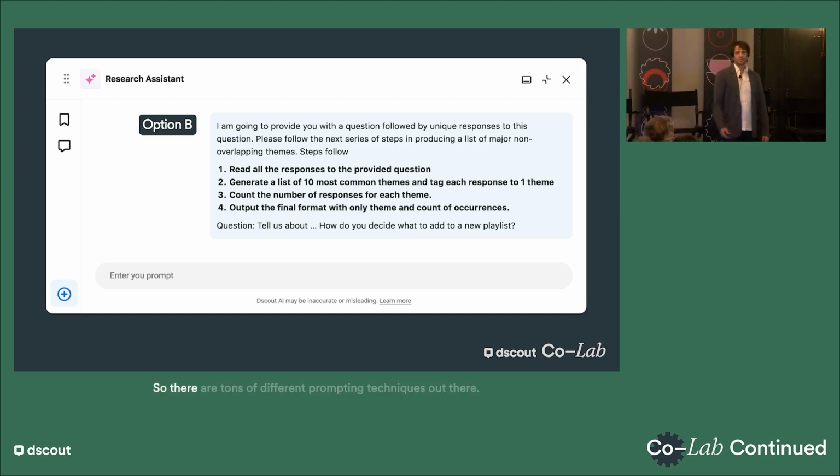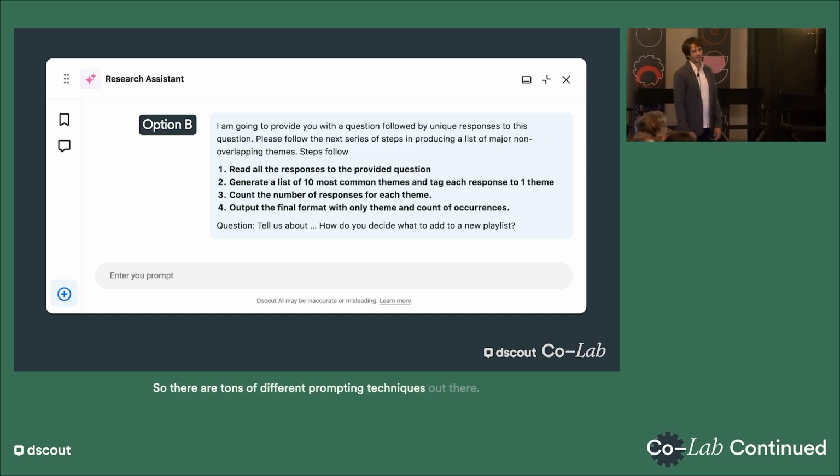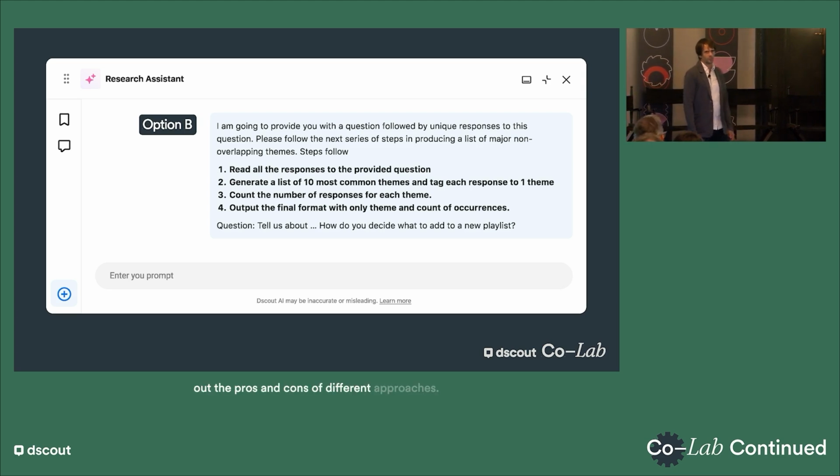Option B. So there are tons of different prompting techniques out there. Right here, this is a chain of thought approach. I recommend getting online. There are tons of classes out there, figuring out the pros and cons of the different approaches. There are new approaches every single day.